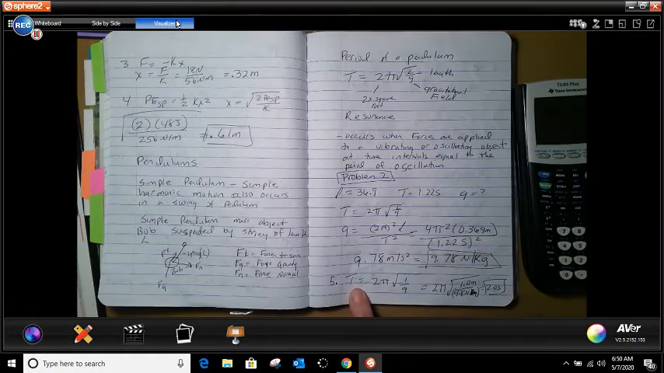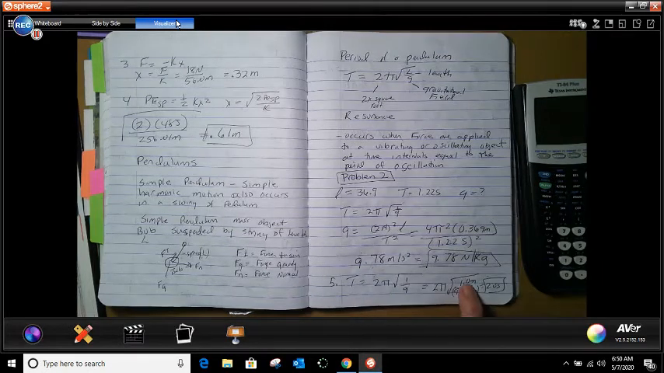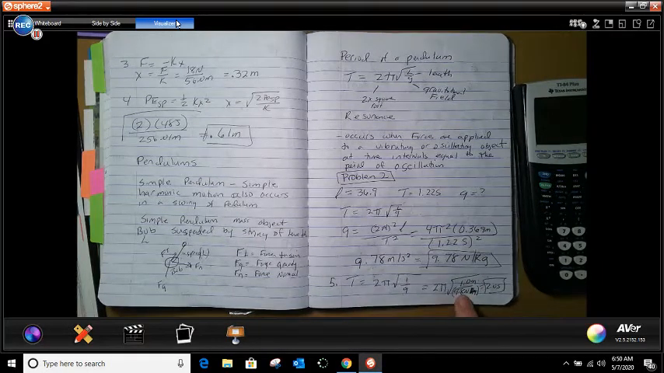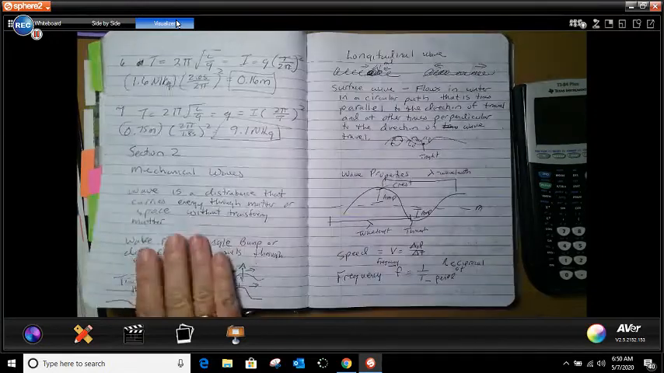Question number 5 says, what is the period of the pendulum on the earth with a length of 1.0 meter? Based on that, we're going to do 2 pi times the square root of 1.0 divided by gravity, which is 2.0 seconds.